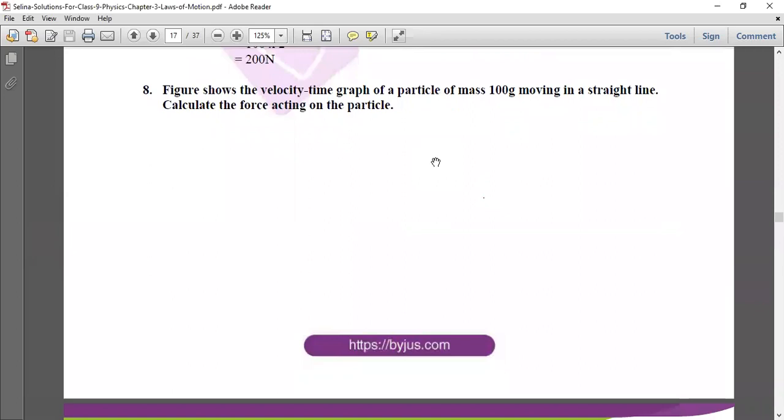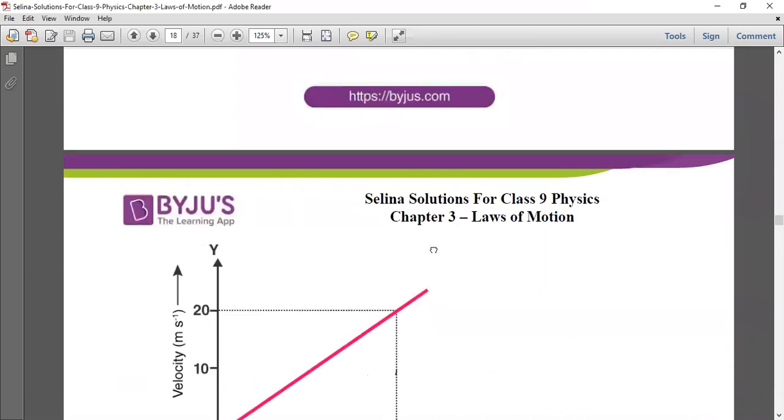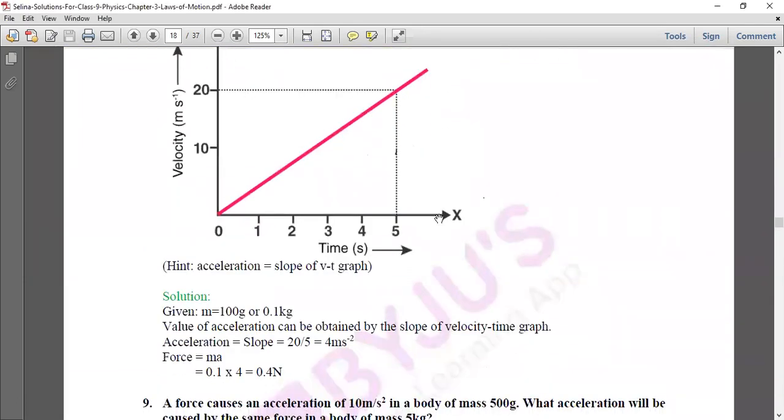Next, question number 8. The given figure shows the velocity time graph of a particle of mass 100 gram moving in a straight line. Calculate the force acting on the particle. Here the velocity time graph is given, and we need to calculate the force acting on the body. Mass of the body is 100 gram, so we will convert it into SI unit. 100 divided by 1000 is 0.1 kg.